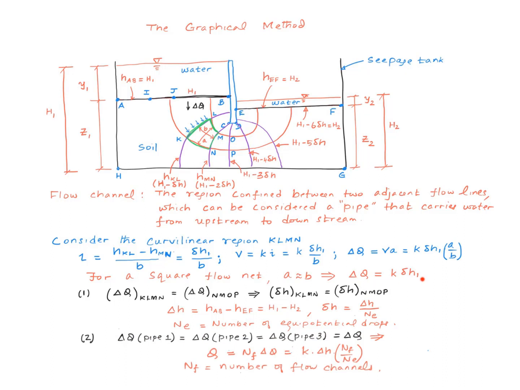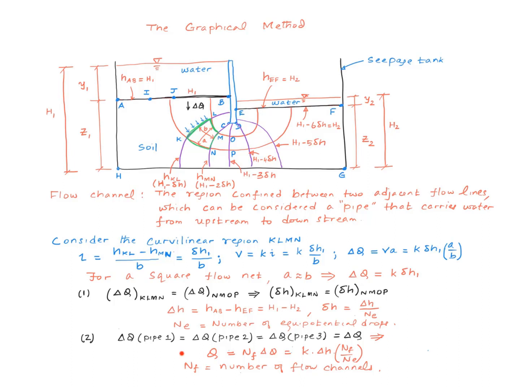There's nothing in this equation that ties it to this particular pipe. In other words, if I repeated this analysis for this pipe, I would have gotten the same result. So what that means is delta Q through pipe 1 equals delta Q through pipe 2 equals delta Q through pipe 3. In other words, each of these pipes carries the same amount of water. So this is another result from the fact that the flow net is a square flow net.